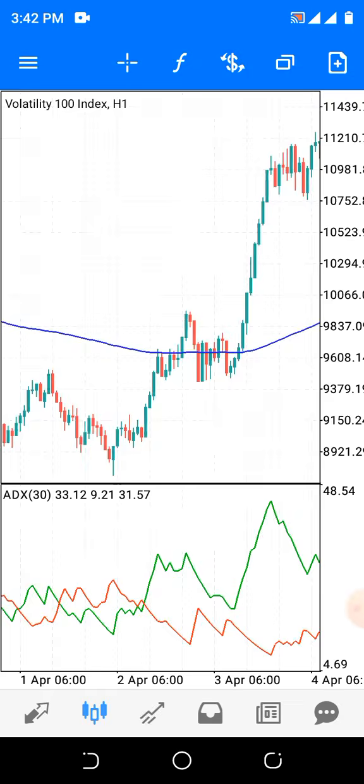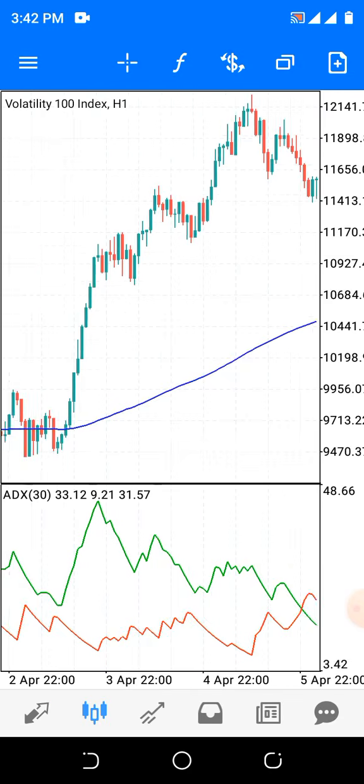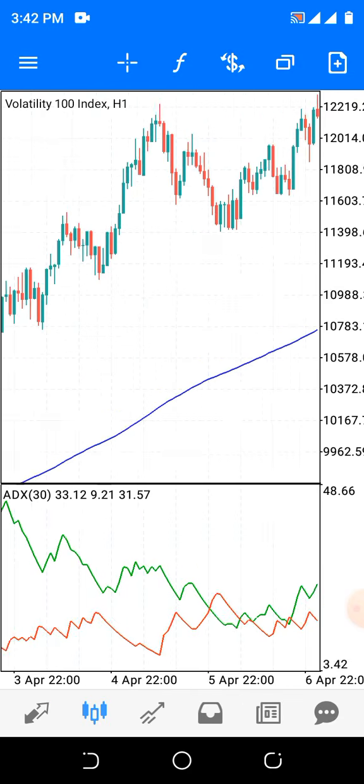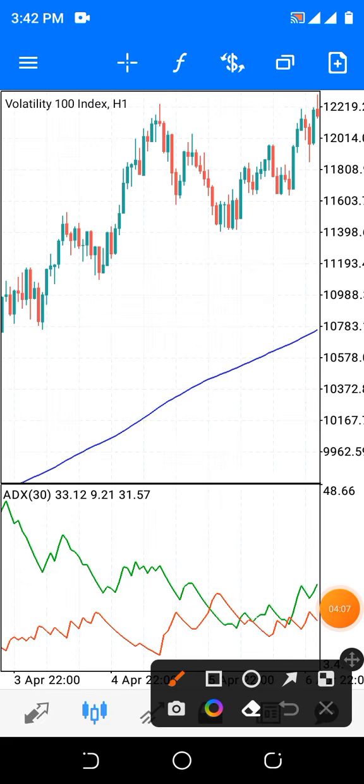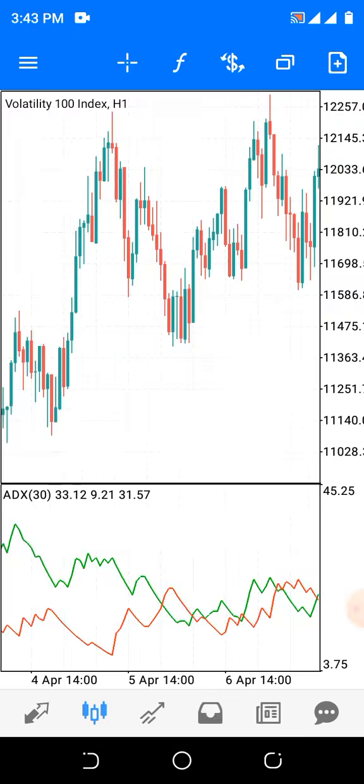Now watch here. You see that the market is in a bullish state. So only watch out for buy positions. Do you understand? Only watch out for buy positions.